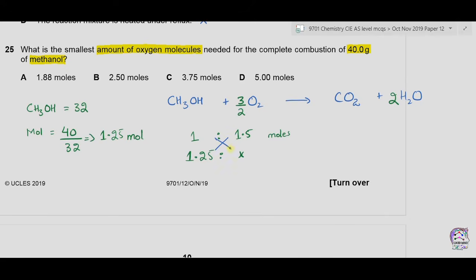So by cross multiplying we can find out the amount of oxygen. So X will be equal to 1.25 into 1.5 moles. So it comes equal to 1.875 moles of oxygen molecules. So this corresponds to A in the given option, so therefore answer is A.